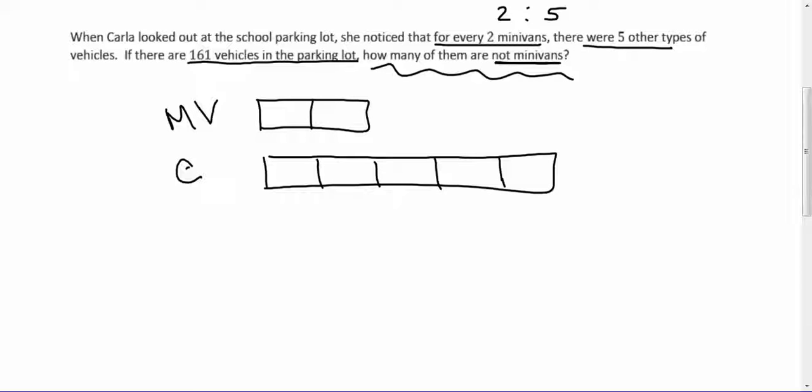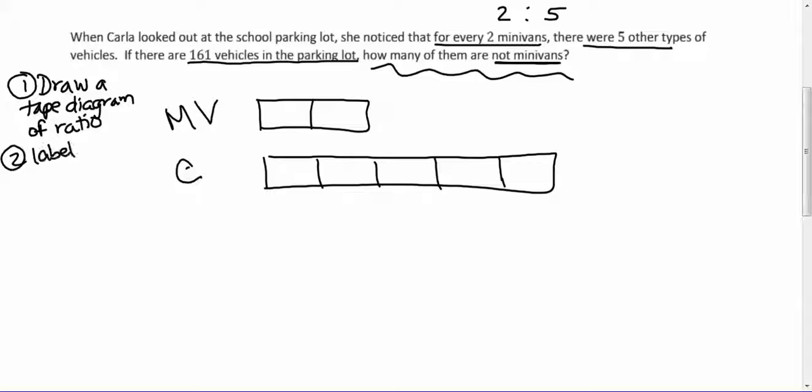All right. So step 1, draw a tape diagram of the ratio. Right. Step 2 is going to be to label other info given.